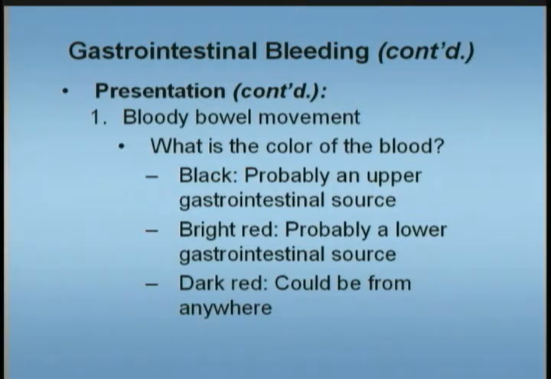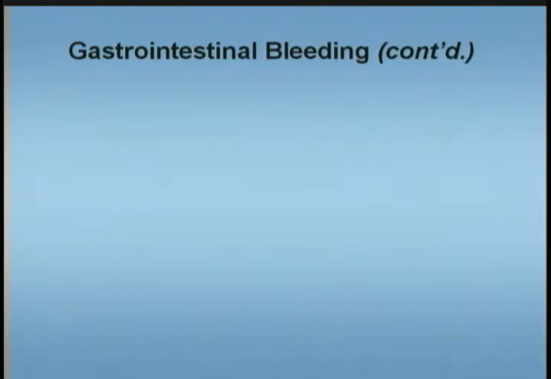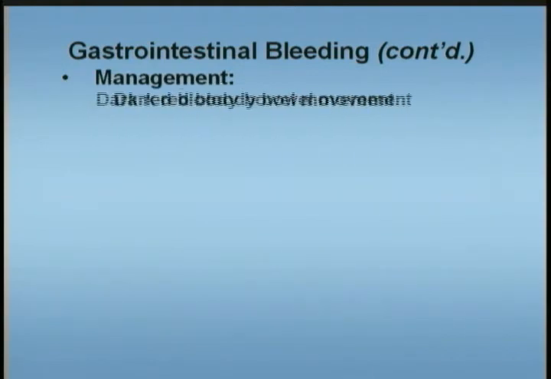Because you could have an upper source where the blood irritates the GI tract, has rapid transit, doesn't get completely digested, or you could have a lower source where the blood sits in the colon and the bacteria begin to digest it. So it goes into dark red. And guess what is the favorite color for people who write questions for the USMLE? They make them dark red blood, because that way they test your knowledge, because it could be from anywhere in the GI tract.